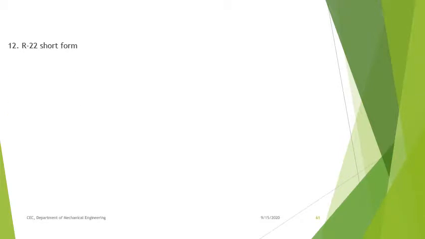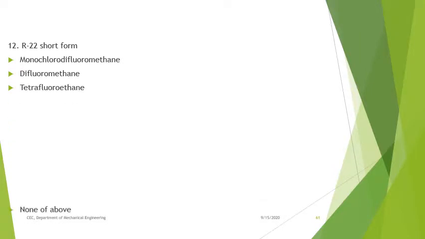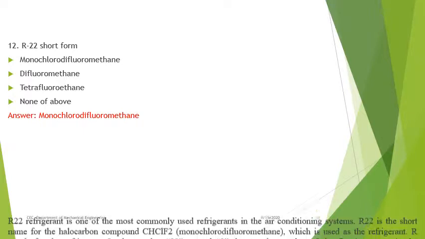R22 is the short form for: monochlorodifluoroethane, difluoromethane, tetrafluoroethane, or none of the above. The answer for this one is monochlorodifluoromethane.